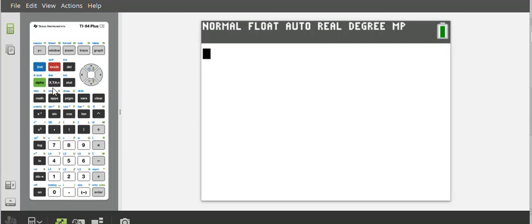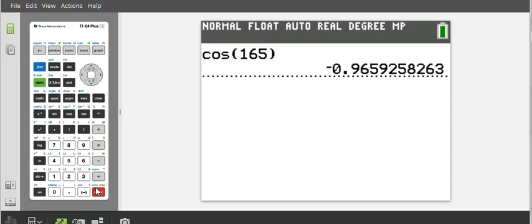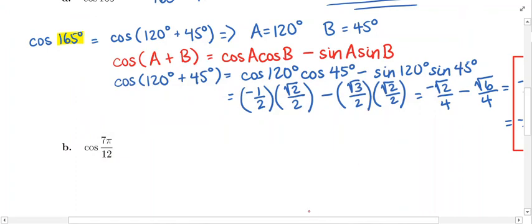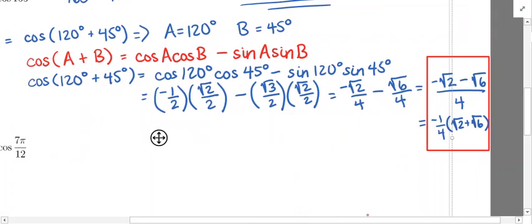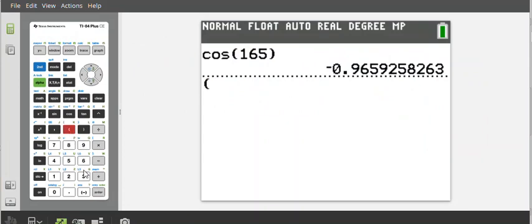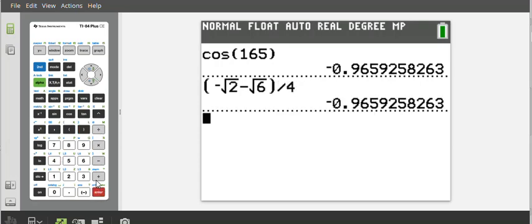Here I'm going to punch in cosine of 165. That's the decimal expansion. Then I'm going to plug in what I got to see if it matches. I found my answer to be this quantity, the negative square root of 2 minus the square root of 6 over 4. So I'm going to put the entire numerator in parentheses, negative square root of 2 minus the square root of 6, close the parentheses on the numerator, divide this by 4, and I've got the same decimal expansion. So that is how this works.